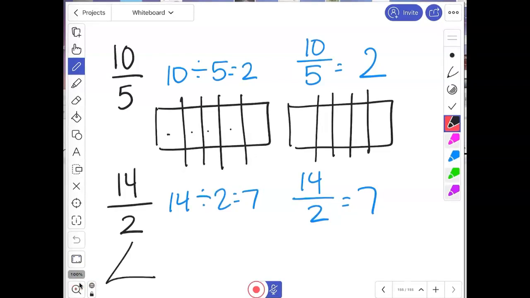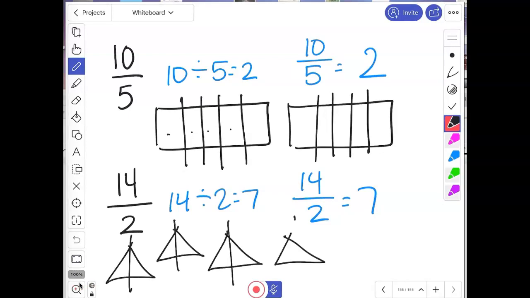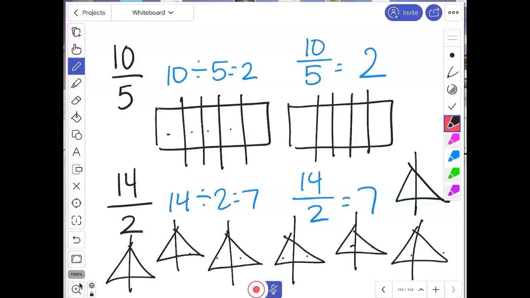This one, I'm going to go with those weird foods that I had earlier that were shaped like triangles. Still never figured that out. 1, 2, 3, 4, 5, 6, 7, 8, 9, 10, 11, 12, 13, 14. I had to draw 7 triangles cut in half in order to have 14 halves. That means 14 halves is the same thing as 7.